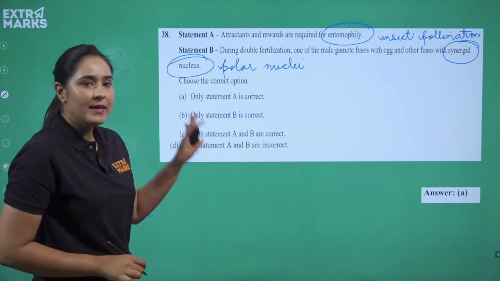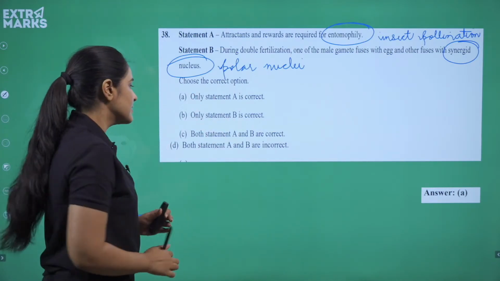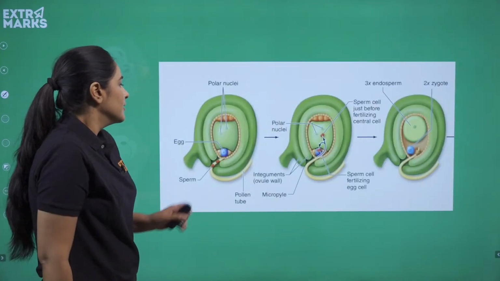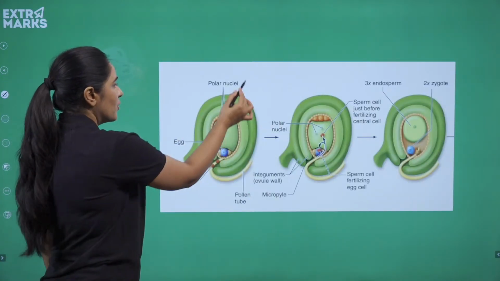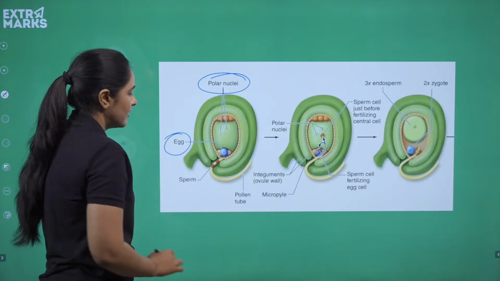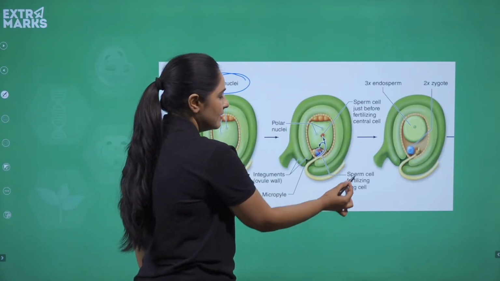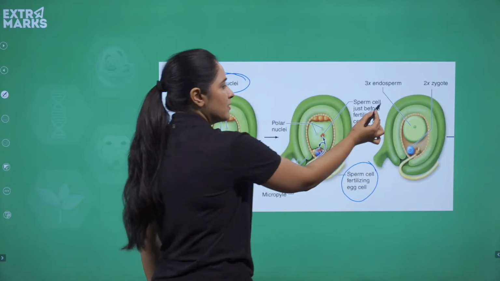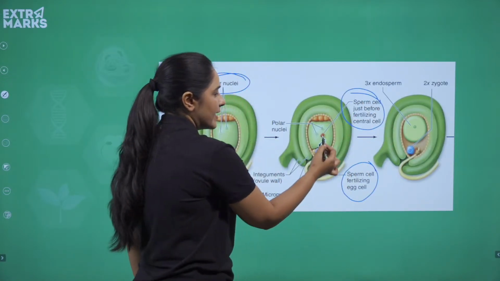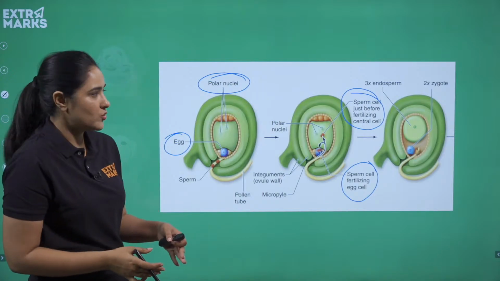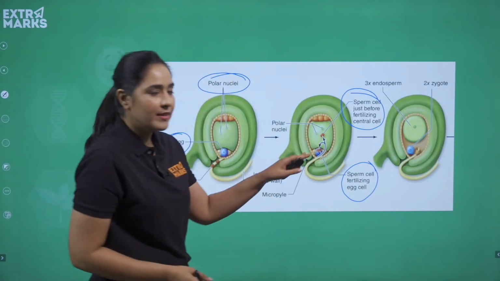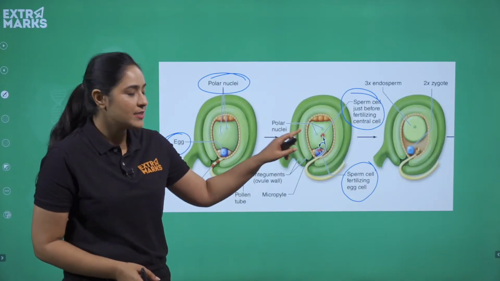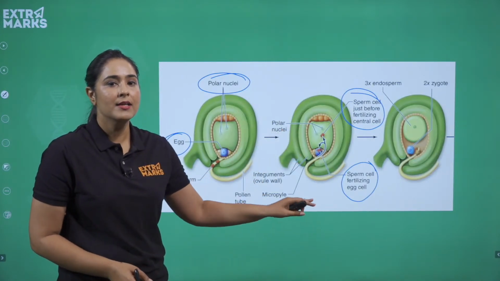So statement B here is incorrect, statement A is correct. Only statement A is correct. See here, we are having the polar nuclei, egg, and where are the gametes here? Sperm cell, it is fertilizing the egg cell, and sperm cell, it is fertilizing here the polar nuclei or the central cell. So we are not having the fusion of the male gamete and the synergid cells. Obviously, it is fusing with the polar nuclei and the egg here.